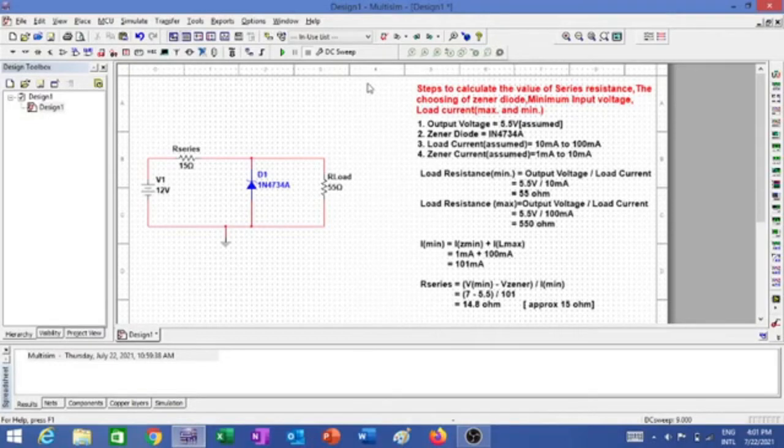I want to use my Zener diode as a voltage regulator, so it should be in parallel with my load. So what should be my load voltage? That is the output voltage, and I should define that first. In that regard I have defined my output voltage as 5.5 volt, which I have assumed. If it is 5.5 volt, my Zener breakdown voltage should be close to that one, and should not be more than that.